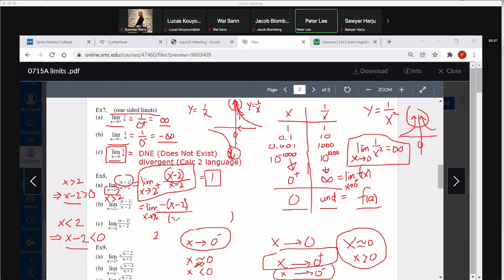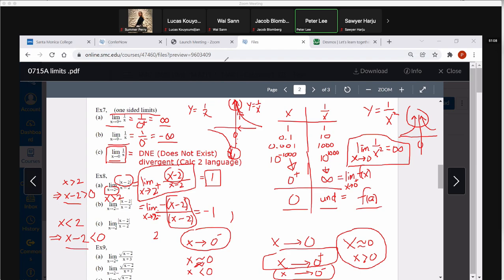And then over x minus 2. And then now, x is approaching 2 minus. We can now reduce this, and when you reduce this, what happens? We are left with minus 1. That's what it is.